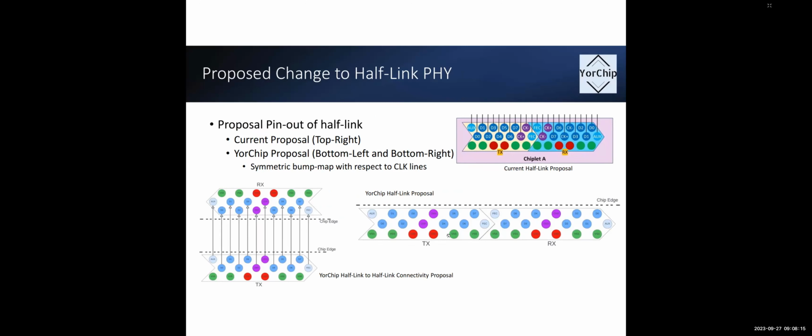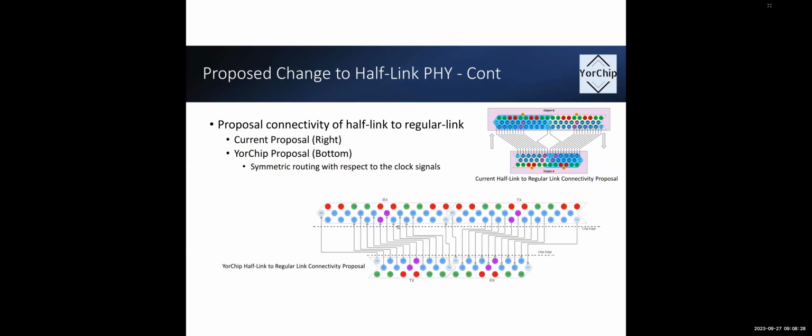So this is what we discussed. Basically, just rehashing the past, this is the current proposal. We're proposing the clocks to be in the middle. That's a typical single RX TX connectivity. This is how they look next to each other. This is how it's proposed they work when a half link is connected to a full link, as opposed to what it was before. So we feel like this is a bit cleaner.